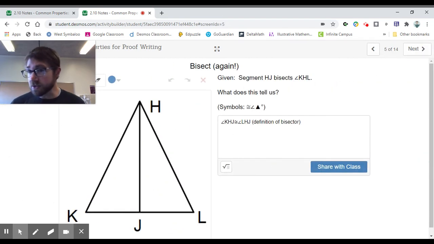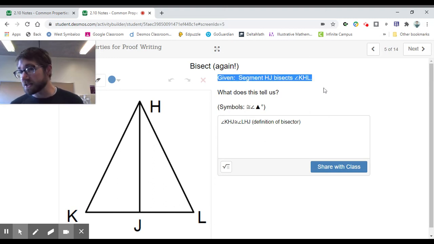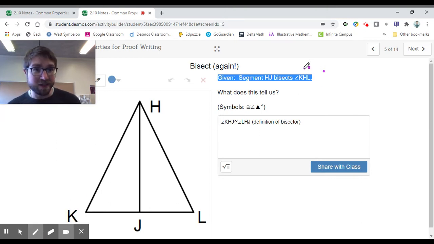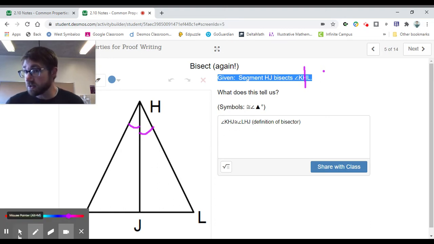You could also do that to angles though. So in this one, if it is given to you that segment HJ bisects angle KHL, then you know that there's going to be two congruent angles being made. Basically, angle H is the thing that is being split down the middle. So KHL is the angle up at the top. And if it is being bisected, then those two angles, KHJ and LHJ, must be congruent.